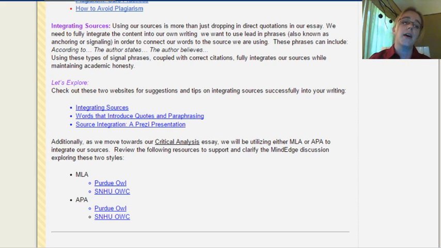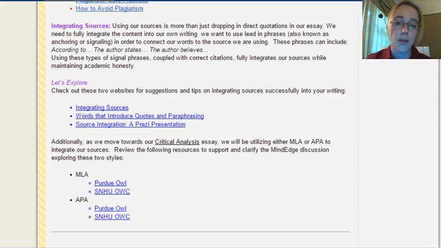All right. And then we're also talking about integrating sources. And this is especially important for direct quotations. All right, you can't just drop a direct quotation in your prose as its own sentence. And remember, when I say prose, I mean your own writing. You can't just put a quotation in there and not connect it to your own writing. We need to integrate it.